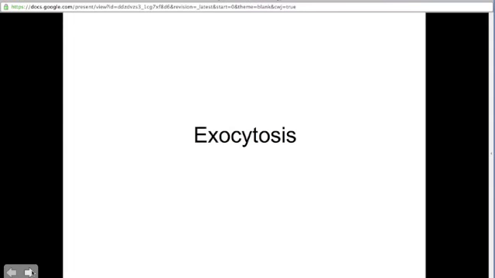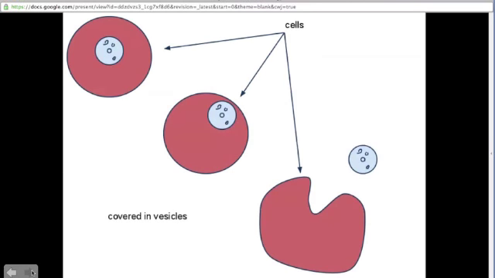Exocytosis is the opposite of endocytosis. It makes the particles go out of the cell, so it moves slowly to the membrane and it finally goes out and is covered with vesicles.